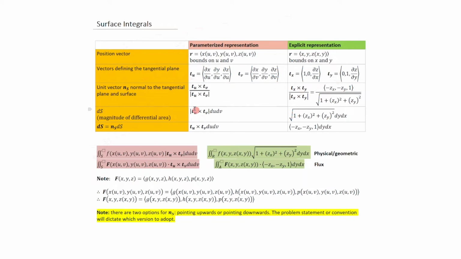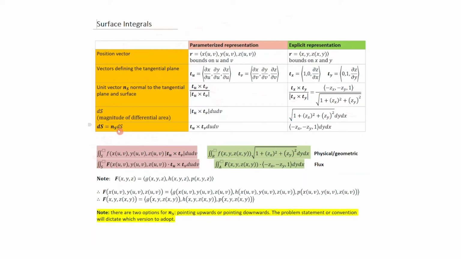The unit vector would take on this form in the case of parameterized representation, and this form in the case of explicit representation. The magnitude will be just the magnitude of the differential area, which will be this form in the parameterized representation case, and this form in the case of explicit representation.